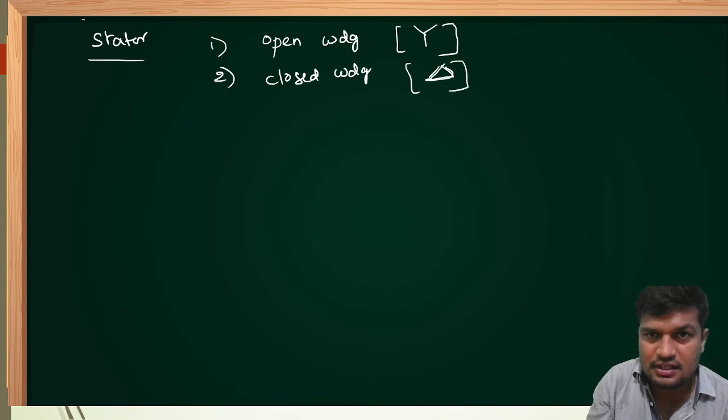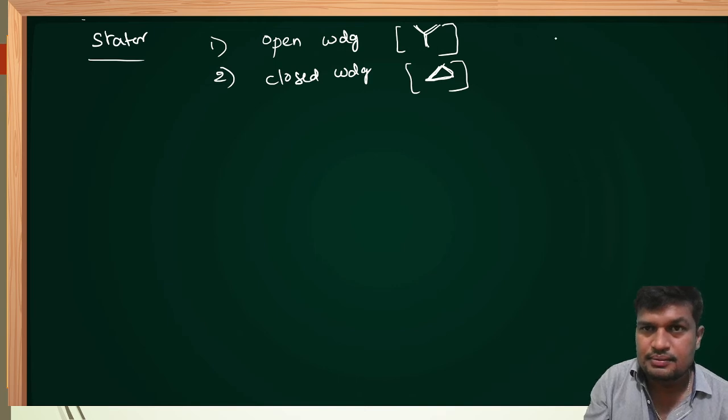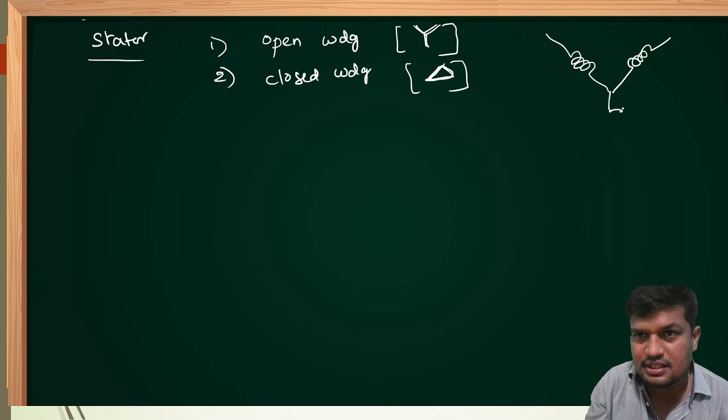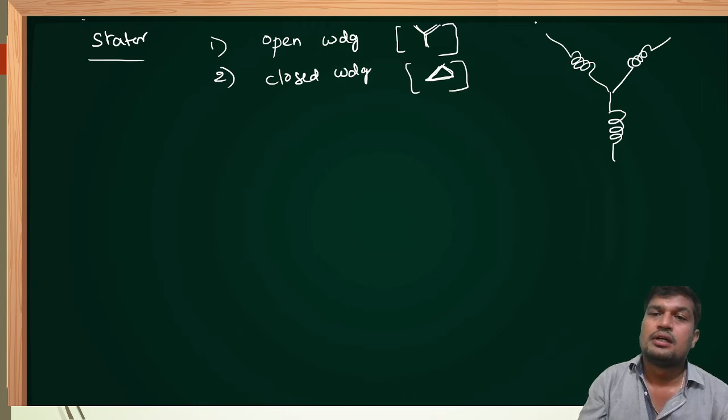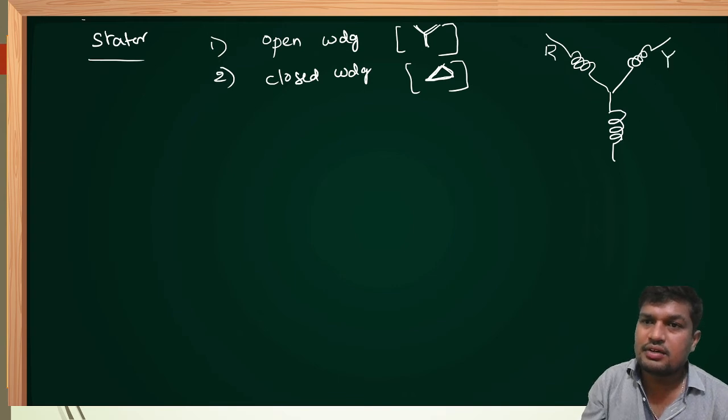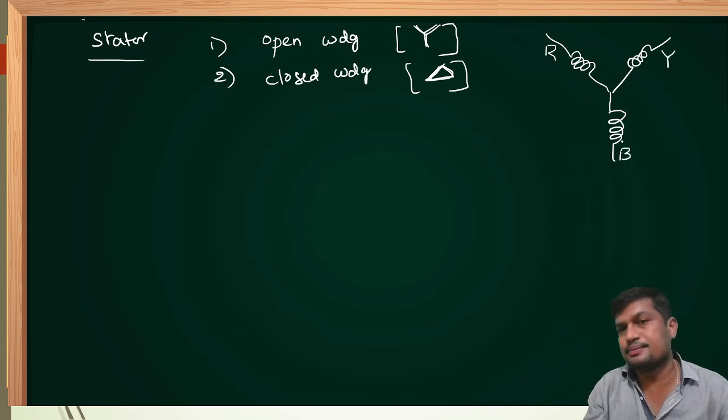This is the delta winding representation. This is the star winding representation. If you see here, this is the winding. Winding is represented by inductance, because resistance is negligible in power system. We will discuss that later. This is the star winding. Now, it is represented by R, this by Y, and this by B.